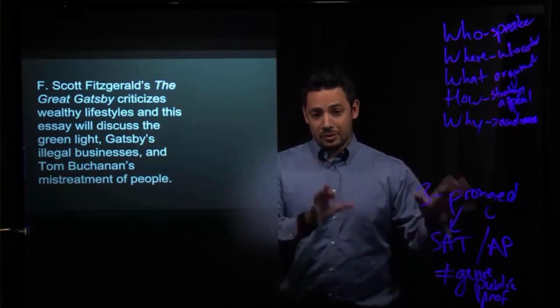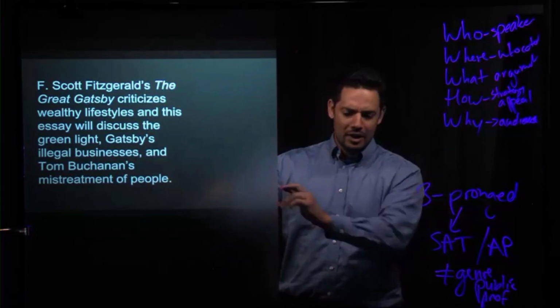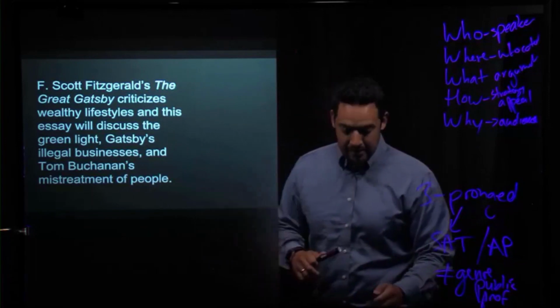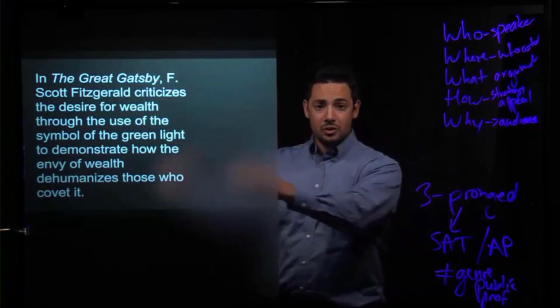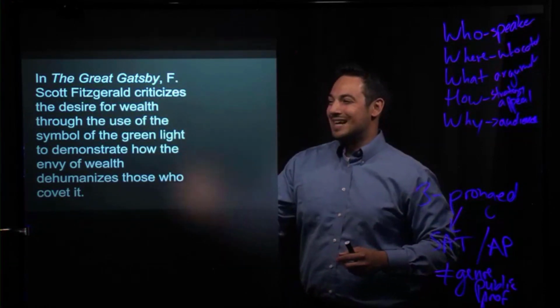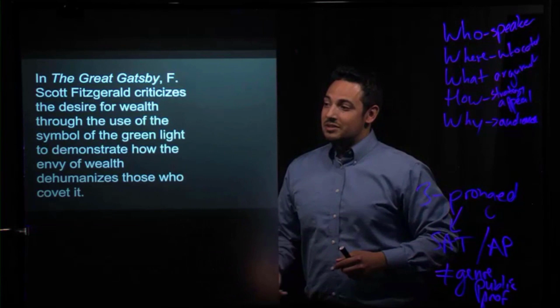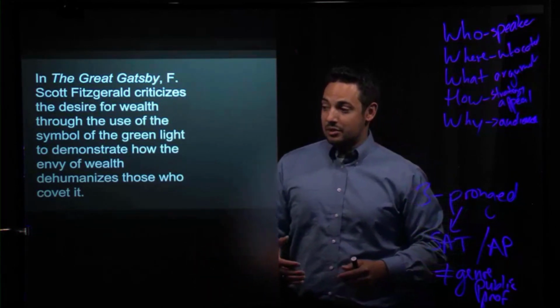So when we're thinking about writing an essay or a thesis, we want to push away from this particular genre. So another example that I'll bring up, that I think moves towards the direction we want to think about: in The Great Gatsby, F. Scott Fitzgerald criticizes the desire for wealth through the use of the symbol of the green light to demonstrate how the envy of wealth dehumanizes those who covet it.